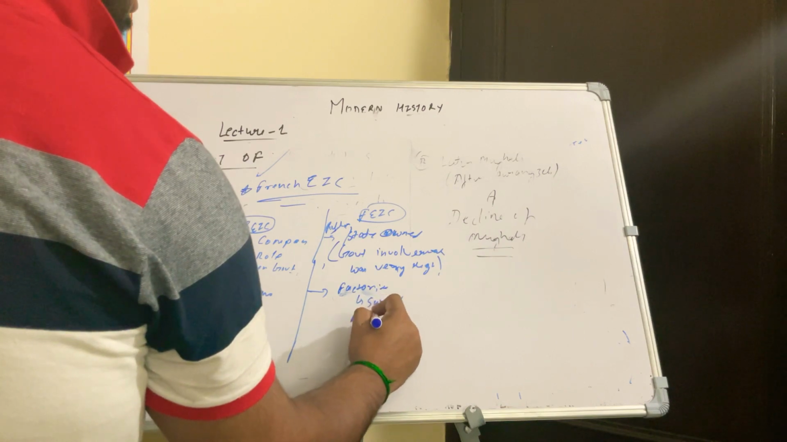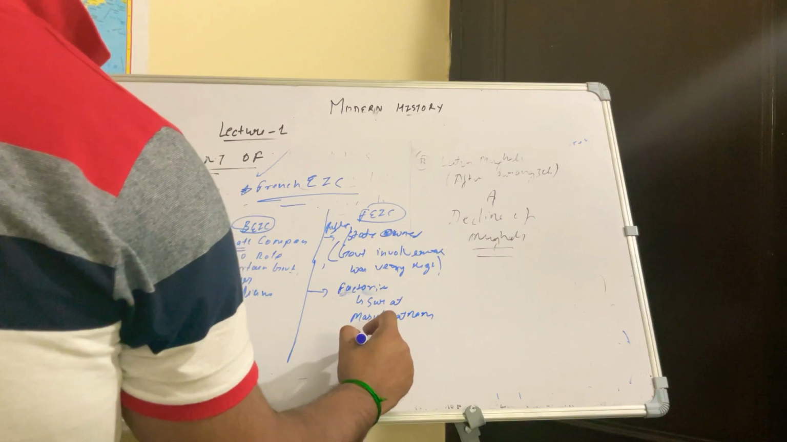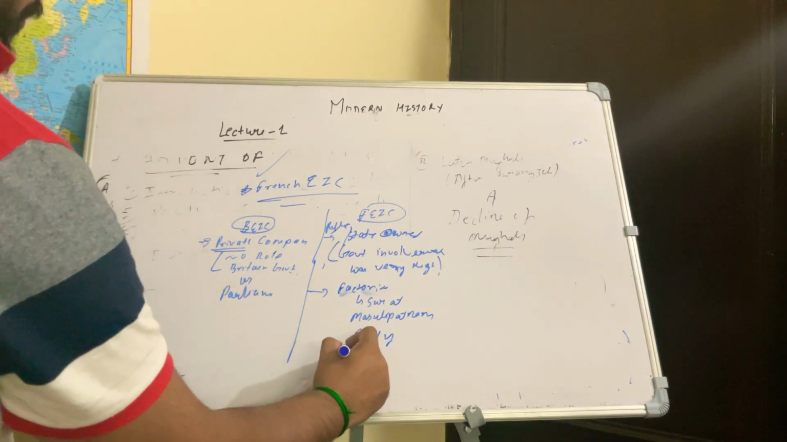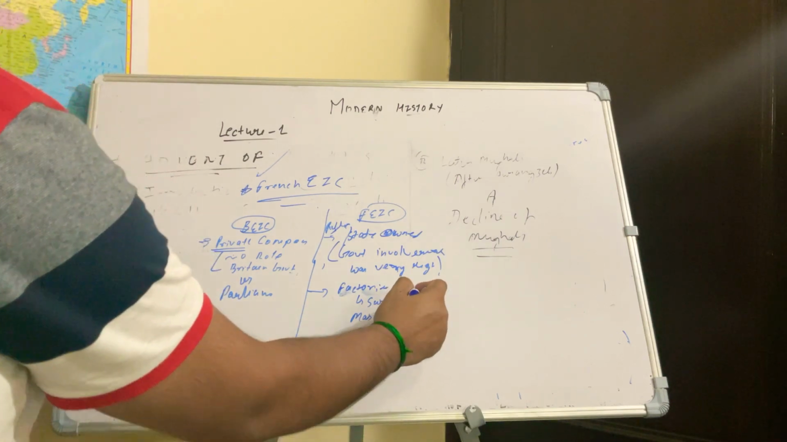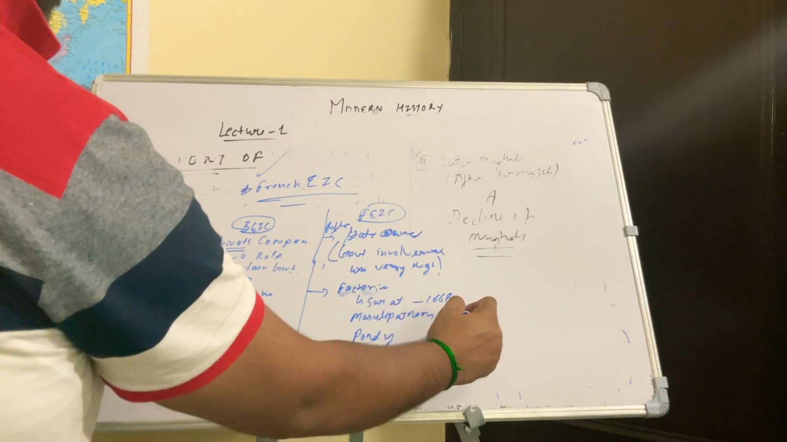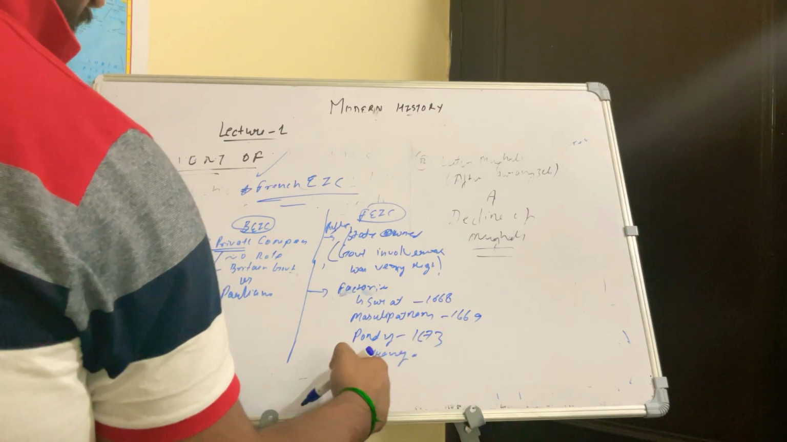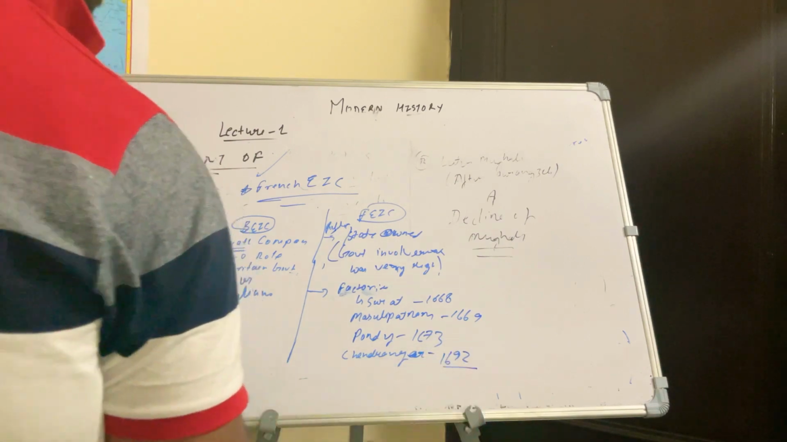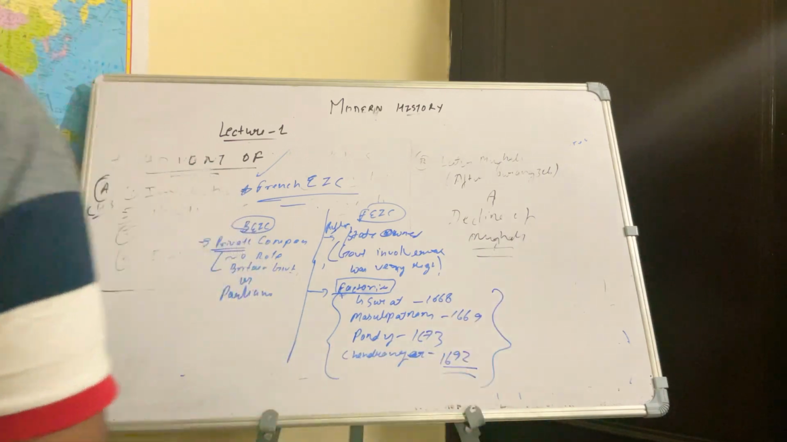Masulipatam, Pondi and Chandranagar. So in Surat it is 1668, Masulipatam it is 1669, Pondi it is 1673 and Chandranagar it is 1692. So the French established factories in these places, and these are the timelines. You can just write this down.